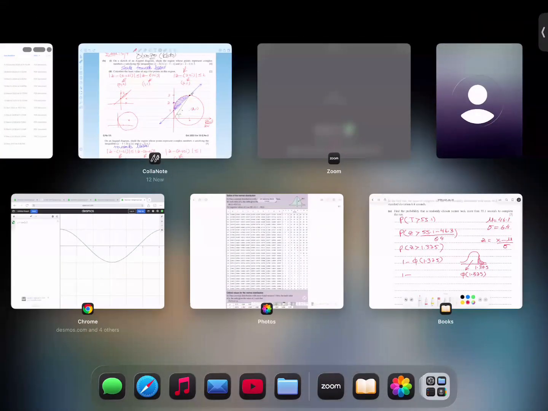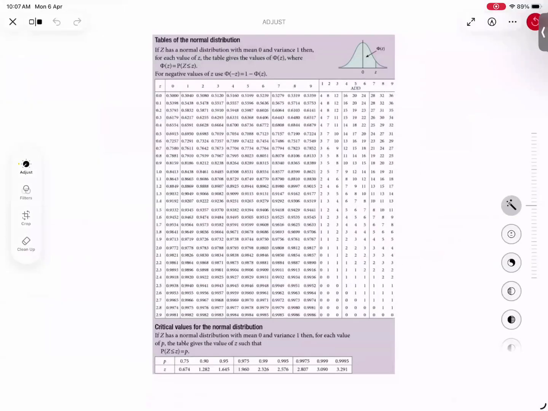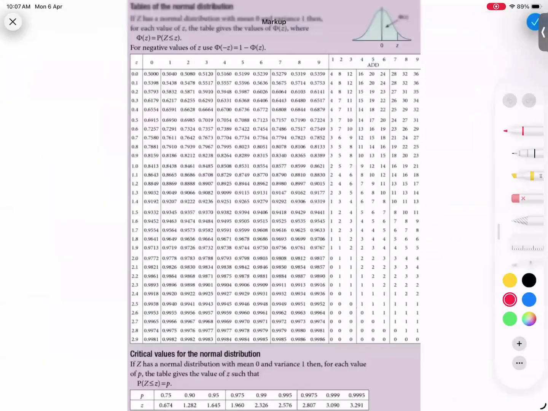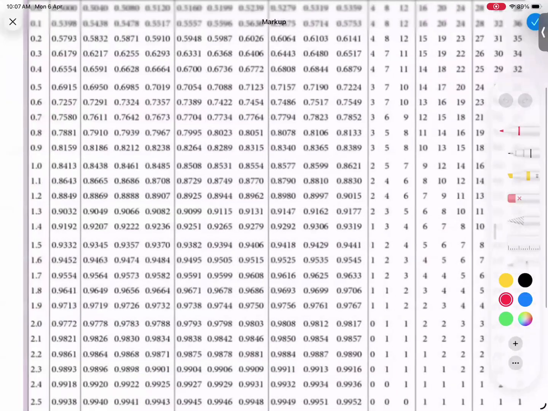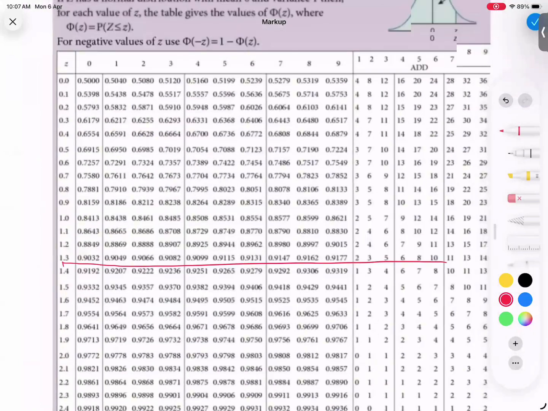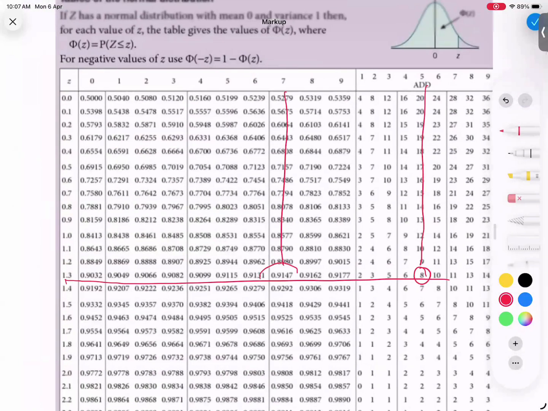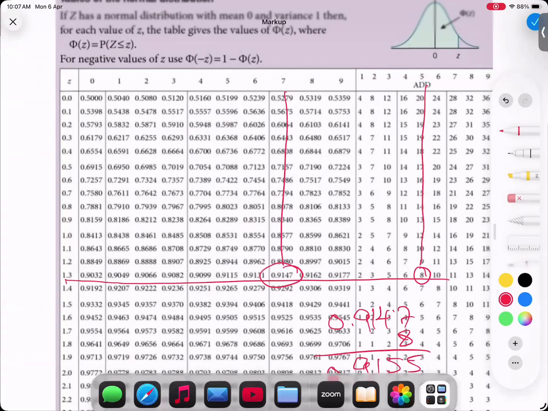So 1.375: 1.3 is in this line, and 7 is this number, and 5 is this number. So this number and this number add: 0.9147, 9147, divide 8. Sorry, add 8. So I get 0.9155. So I think you got the point, students.